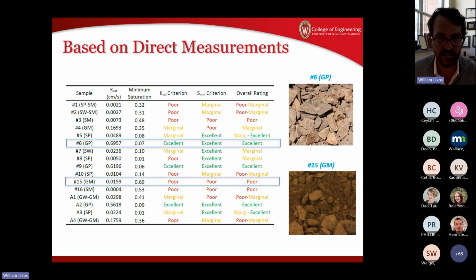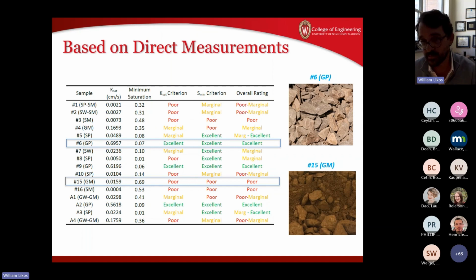The two that are highlighted there, number 6, you can see an image of it over there on the right, meets the criteria as excellent in both categories, and so overall we would qualify that as an excellent draining material. By comparison, if you look at number 15, which is classified as a silty gravel, it rates poorly with regard to both of those criteria and poor overall.